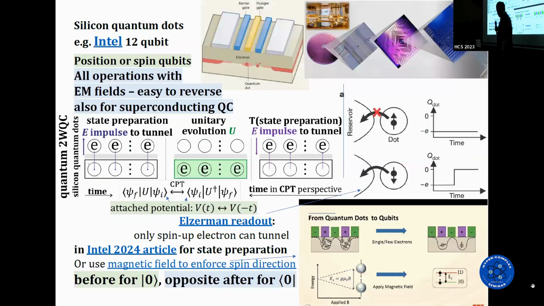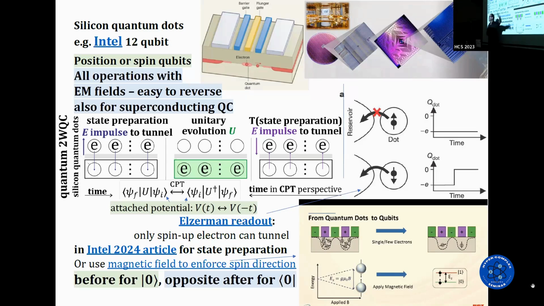Okay, so maybe let's now look at some technology and physics. One type of quantum computer technology is simple quantum dots. One direction is these position-based qubits, in which we can use an impulse for tunneling to draw the positions, and this kind of state preparation is trivial to reverse. We just use the opposite impulse at the end. And from the CPT perspective, we get the ordinary state preparation.